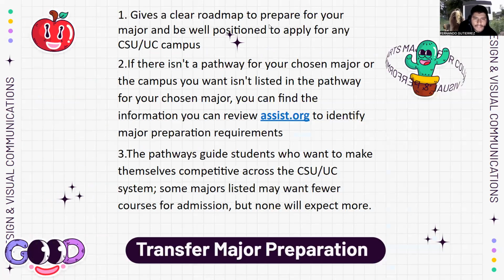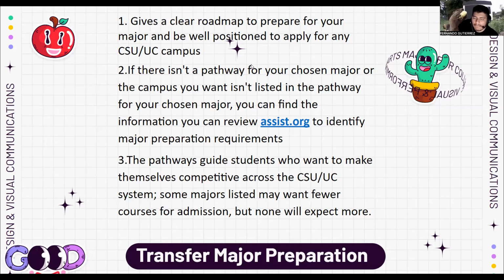Okay. So after that, creating a roadmap also helps you prepare and be able to apply efficiently for your CSU and UC campus as well. If there isn't really a pathway for your desired major, or the campus doesn't have your major for any other reason, just check out assist or you could contact their counselor. It doesn't hurt to try contacting them as well.